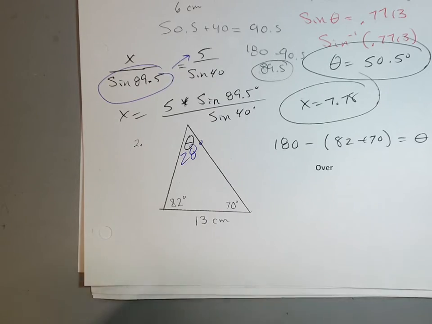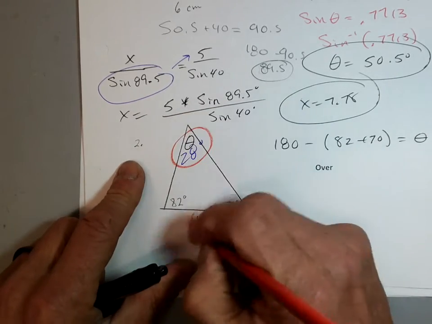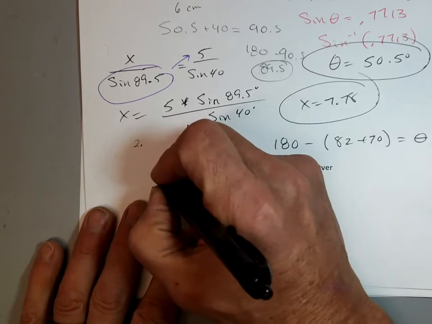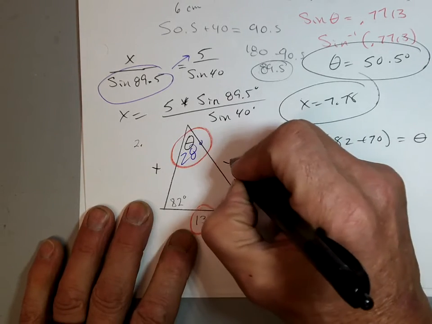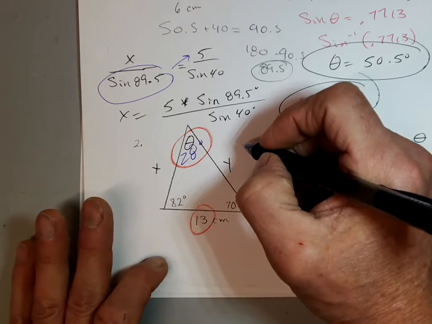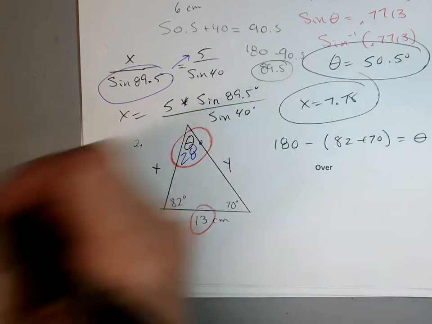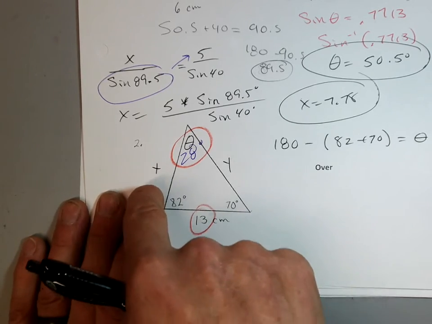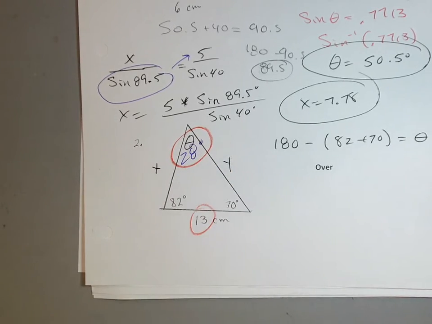So I've got my opposites. Circle my opposites. Right now, you have two choices. You could either find this side, let's call it x, or this side, let's call it y. Does not matter. Dylan, what do you want to find? Do you want to find the x side or the y side? It doesn't matter. What do you like?